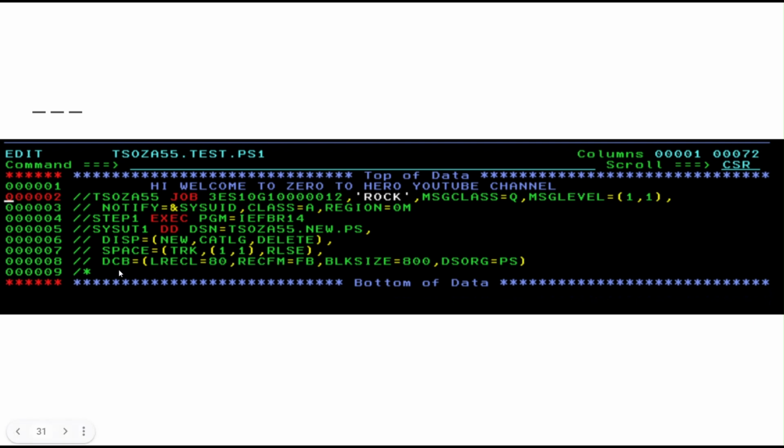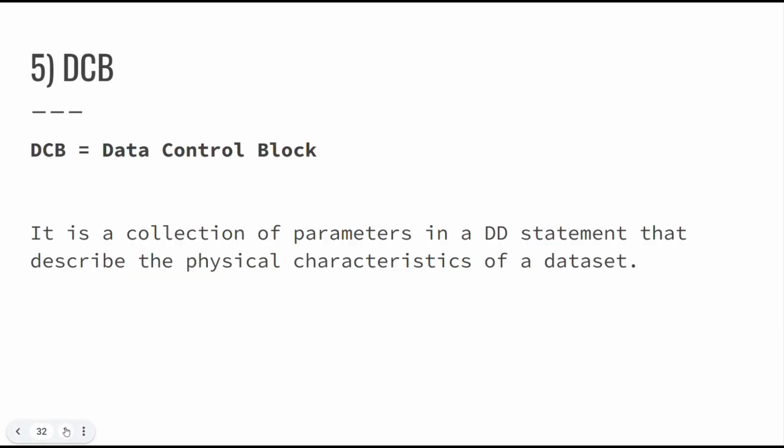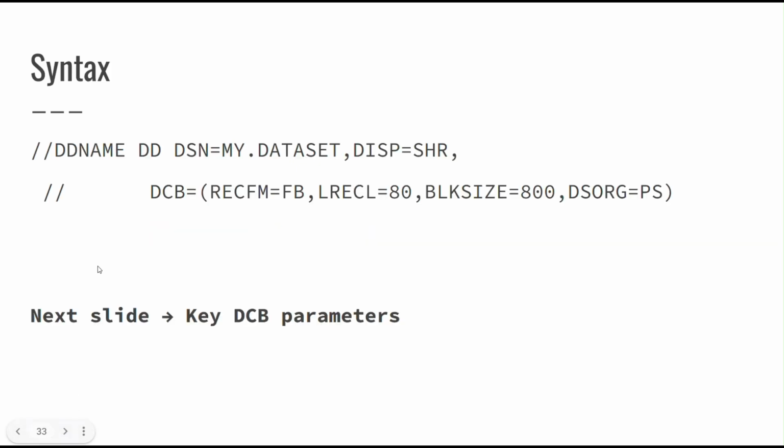Now let's go into what is meant by DCB and its parameters in detail. DCB means data control block. It is a collection of parameters in a DD statement that describes the physical characteristics of a dataset. Think of DCB as a blueprint of the dataset. It defines how records are stored, organized, and accessed.